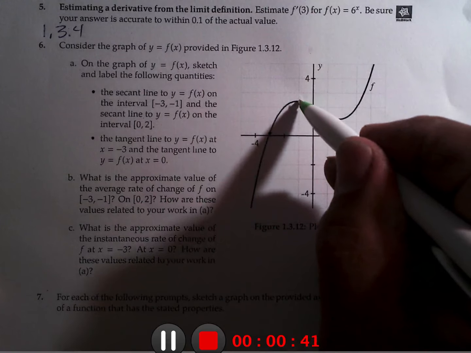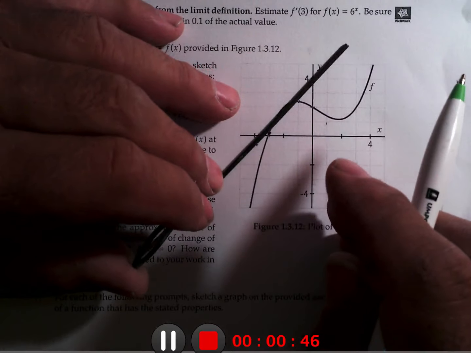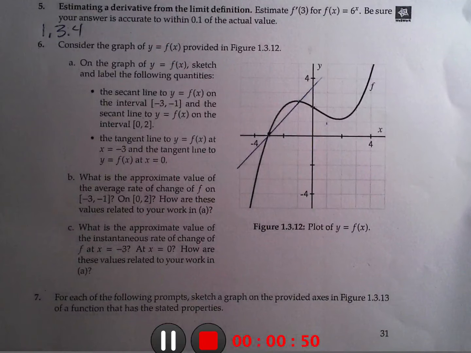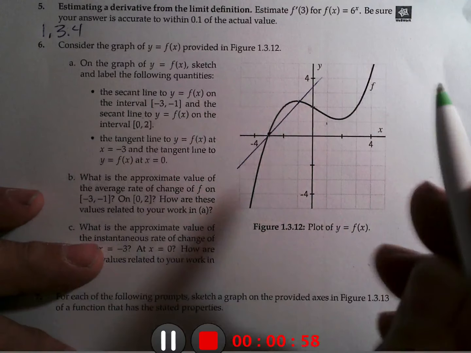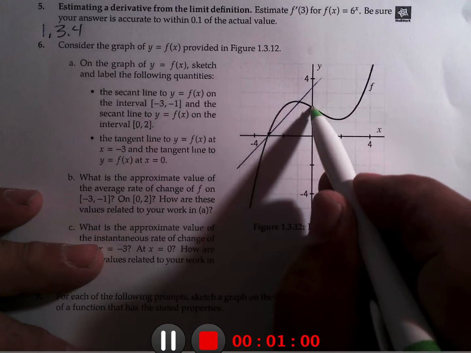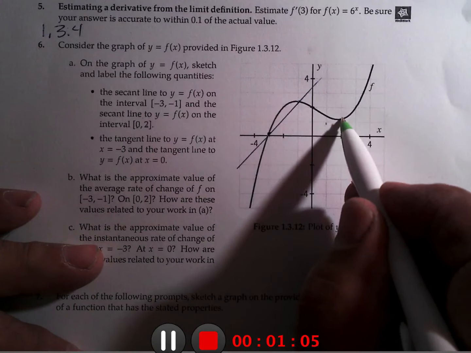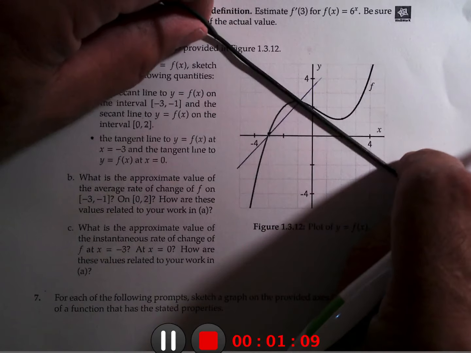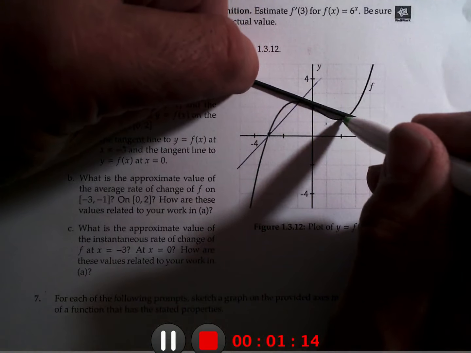So the secant line would look something like that. Then it says draw another secant line on 0 to 2. So at 0, it's at 2, and at 2, it's 1 point something. And so that secant line would look something like that.